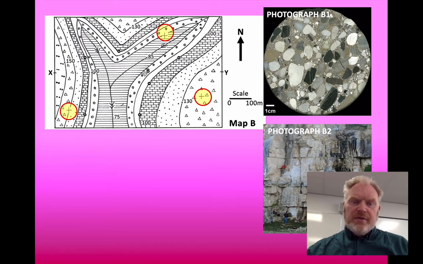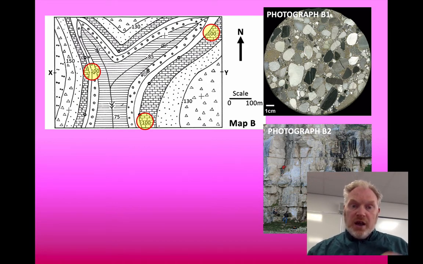The second piece of evidence, though, we need to look a little bit more carefully at. If we pick one of these beds, say the base of the limestone here, there are three places where we've got the spot height, so the height of that particular bed marked on the map, and it shows they're all 100 meters. So wherever we are on this map and we're 100 meters above sea level, we're at the base of that limestone.